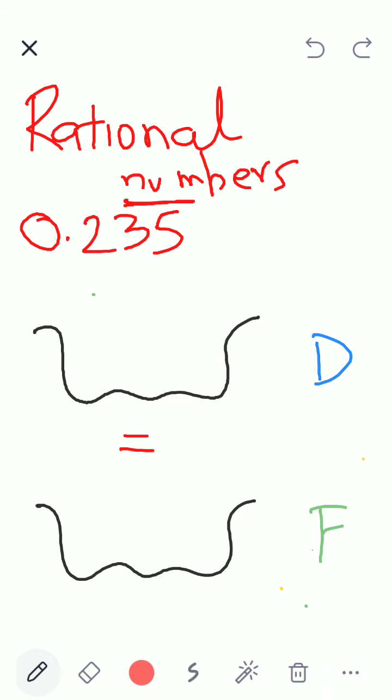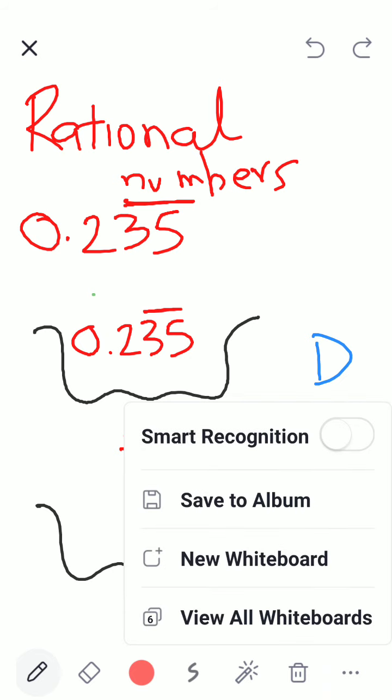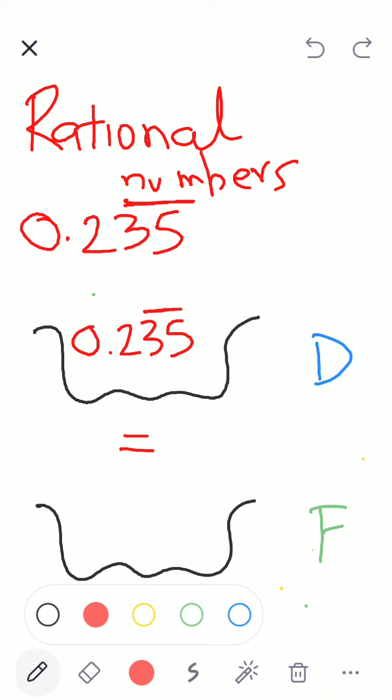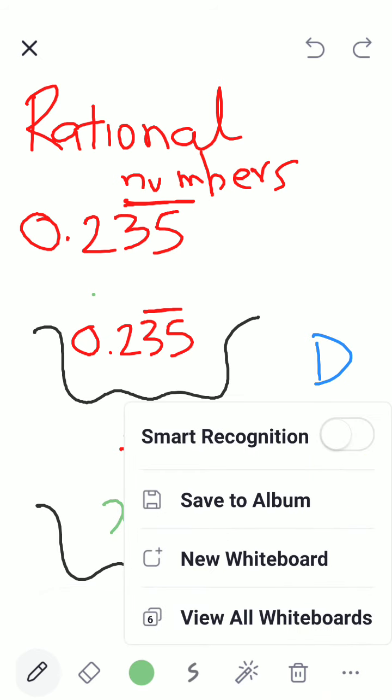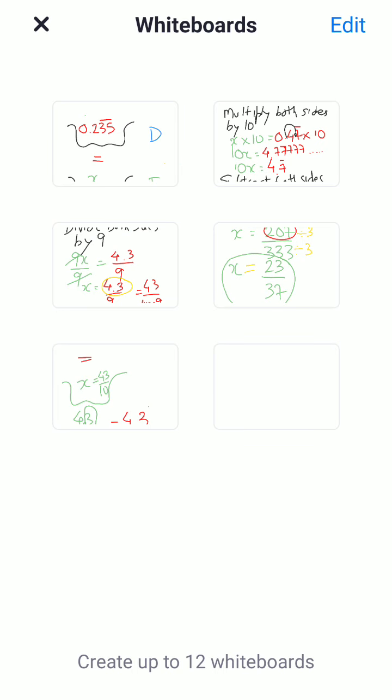Okay, children. Now I have in decimal form, I have what? How many numbers are recurring in this? Three digits are recurring, correct? So what will I multiply this by? Correct. So let us start. So what is my first step?